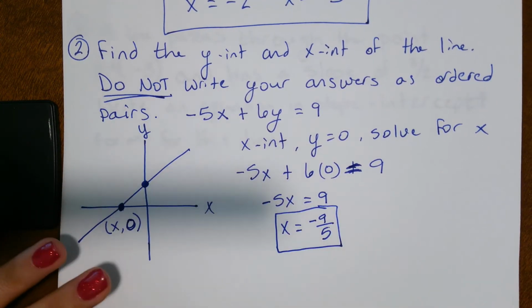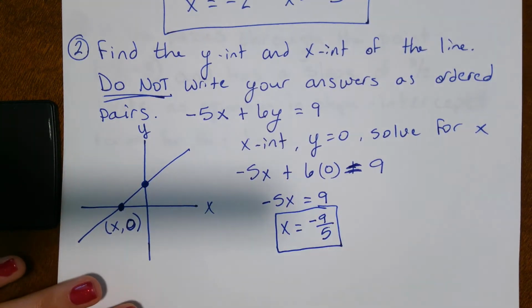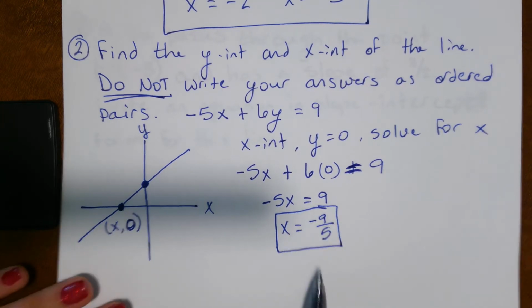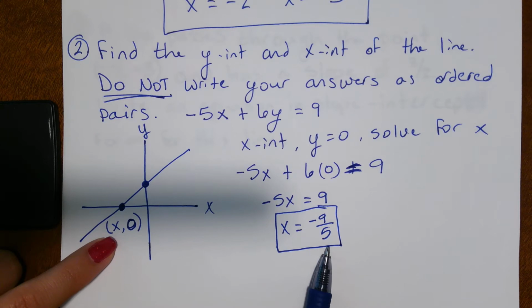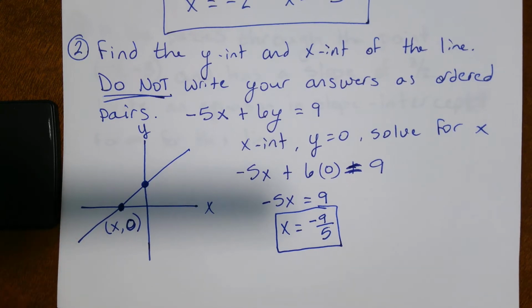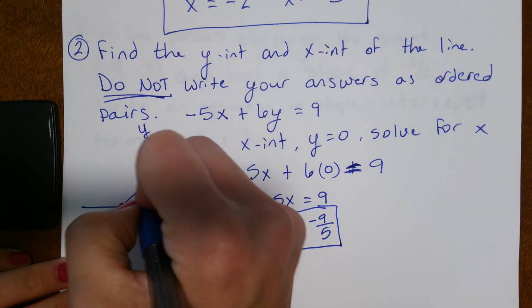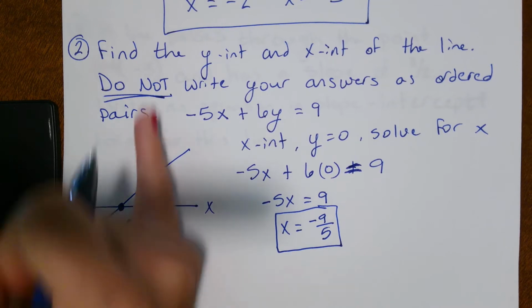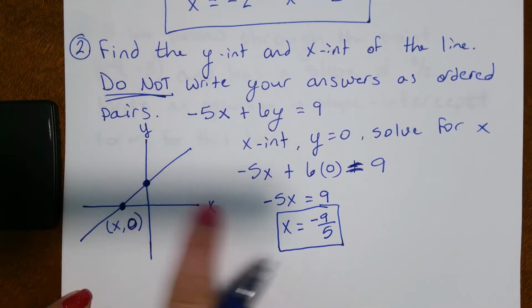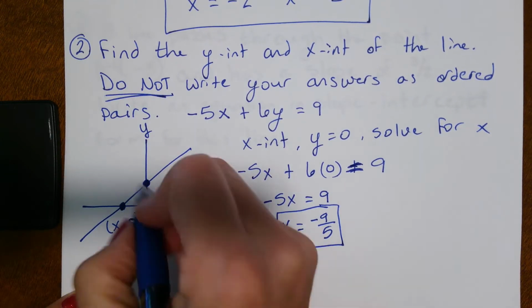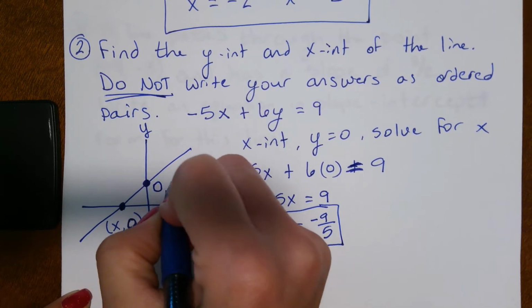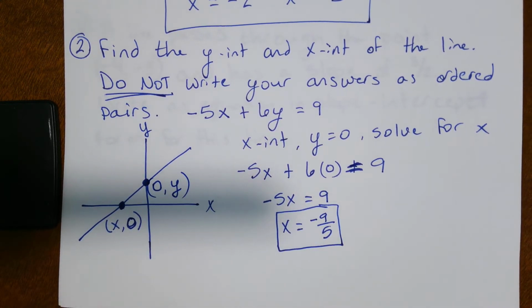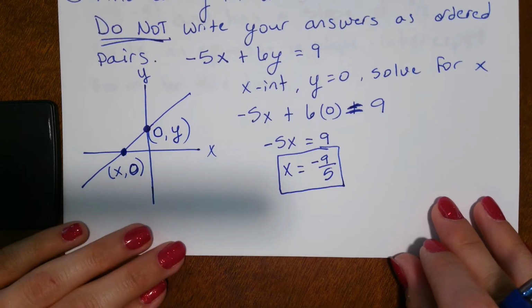It asks you specifically not to write it as a coordinate. I disagree with that, but we have to follow what the directions are. If we were to write it as a coordinate, it'd be -9/5, 0. All right, so the y-intercept now, essentially the same thing. Anytime you're on the y-axis, you didn't go left or right, so your x value will always be 0. So for every y-intercept, your x value will be 0. And again, we will use that fact to find the y-intercept.